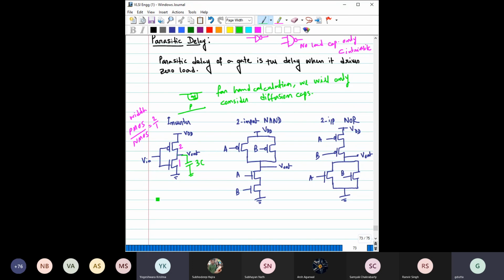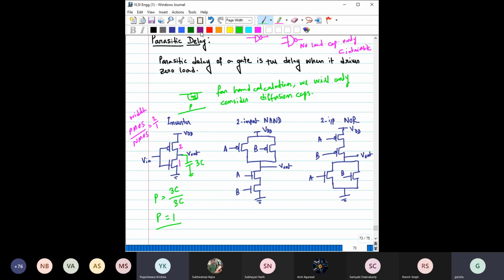So how do you find this P? So P for this inverter we define it like this. Again, everything we define with respect to this inverter only. So it is 3C by 3C. So the parasitic delay or this P for inverter is 1.